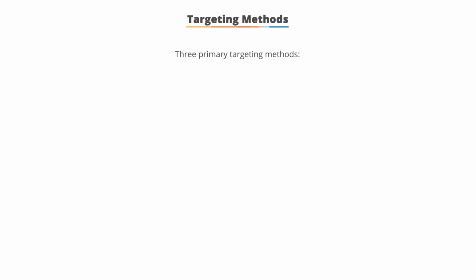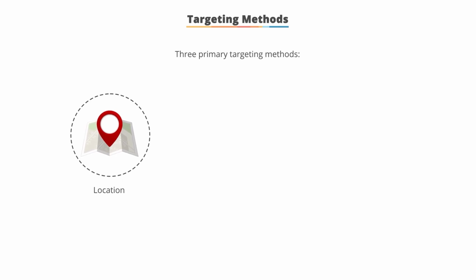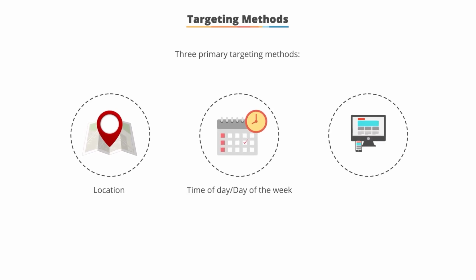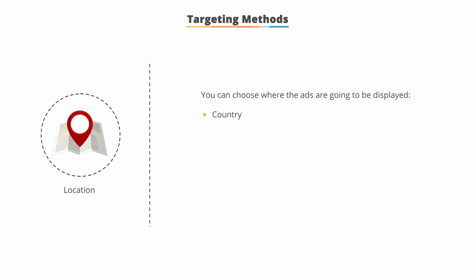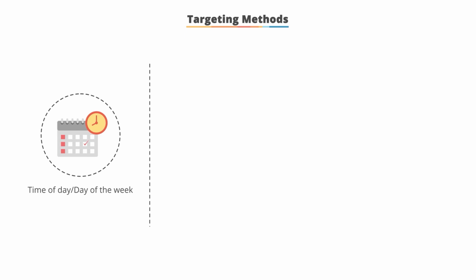The 3 primary targeting methods to think about initially are location, time of day or day of the week, and device. The location is where our ads are going to be displayed. This could be every country in the world, it could be a single state, it could be 10 states, it could be a radius around your business or your PIN code. You have a lot of control and options over location targeting. And next we have time of day, and this could be time of day or even just day of the week.